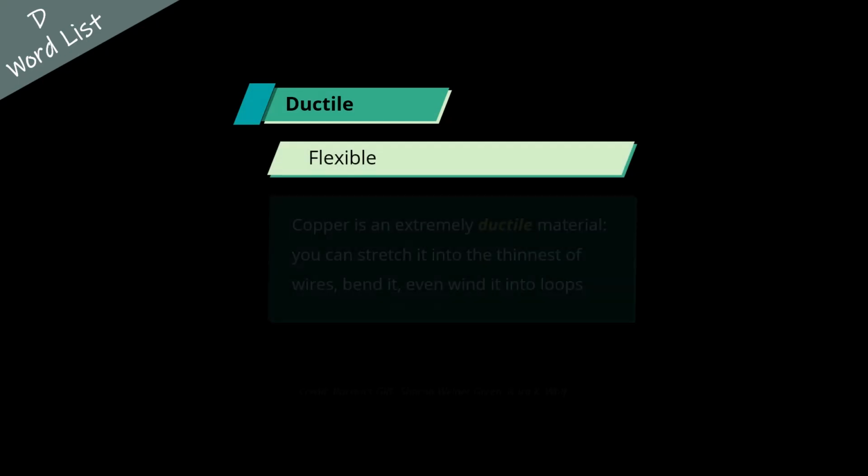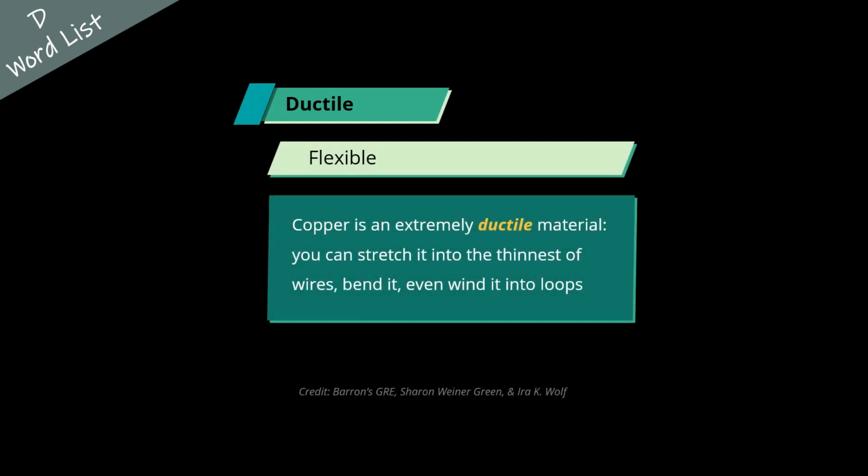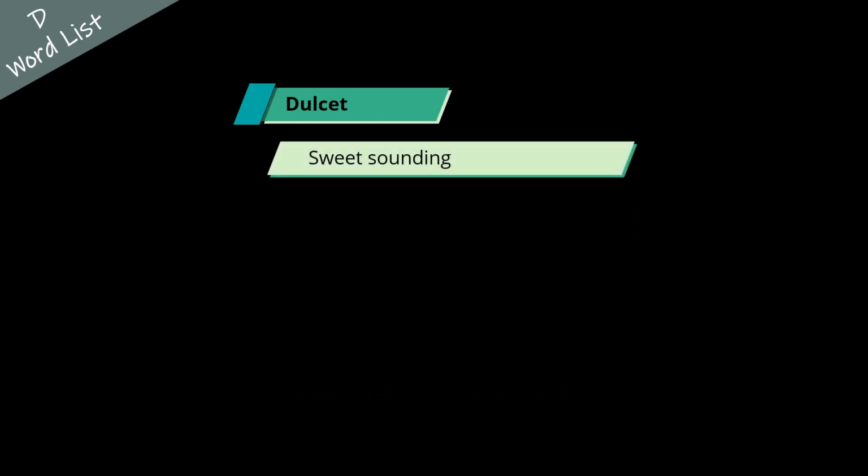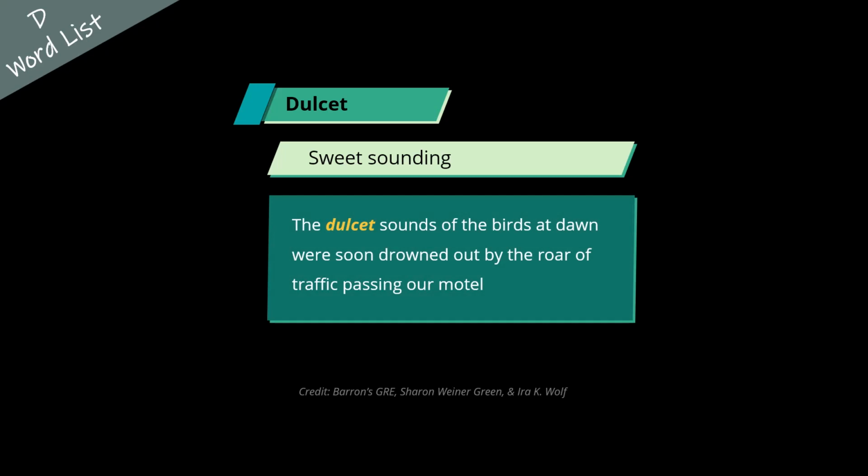Ductile means flexible. For example, copper is an extremely ductile material. You can stretch it into the thinnest of wires, bend it, even wind it into loops. Dulcet means sweet sounding. For example, the dulcet sounds of the birds at dawn were soon drowned out by the roar of traffic passing our motel.